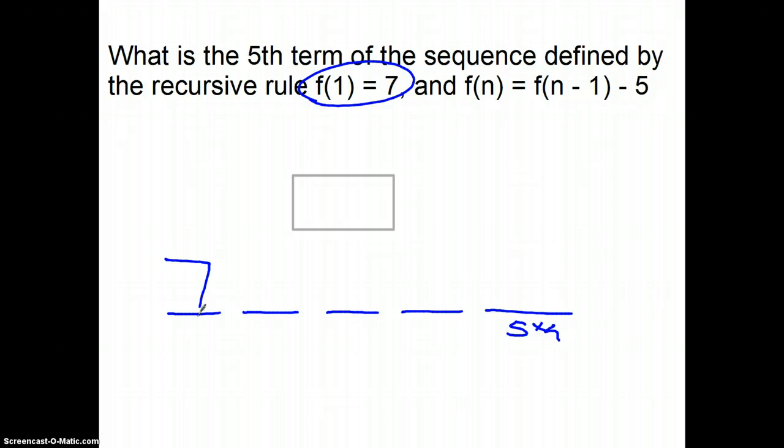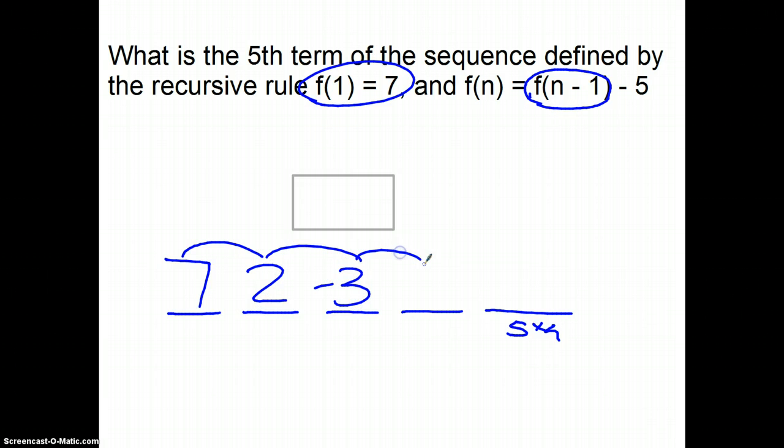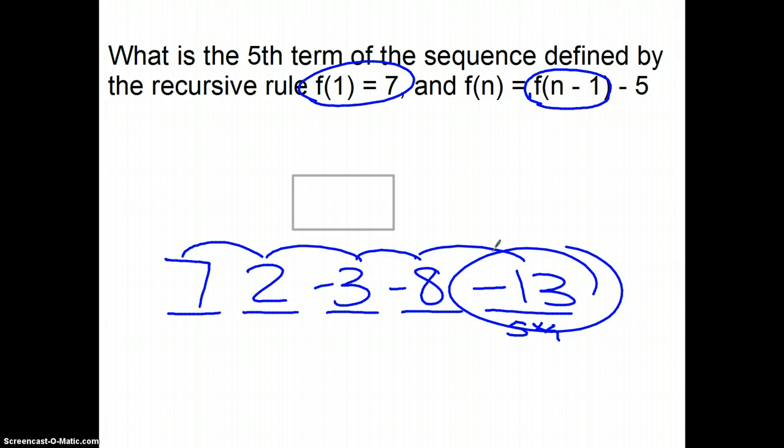And again, this just means to the previous number, or to the one before, you're going to take away 5. So to the 7, I'm going to take away 5. So that's 2. Take away 5. Negative 3. Take away 5. That's negative 8. And I do it one more time, and it's negative 13. So that's the 5th term.